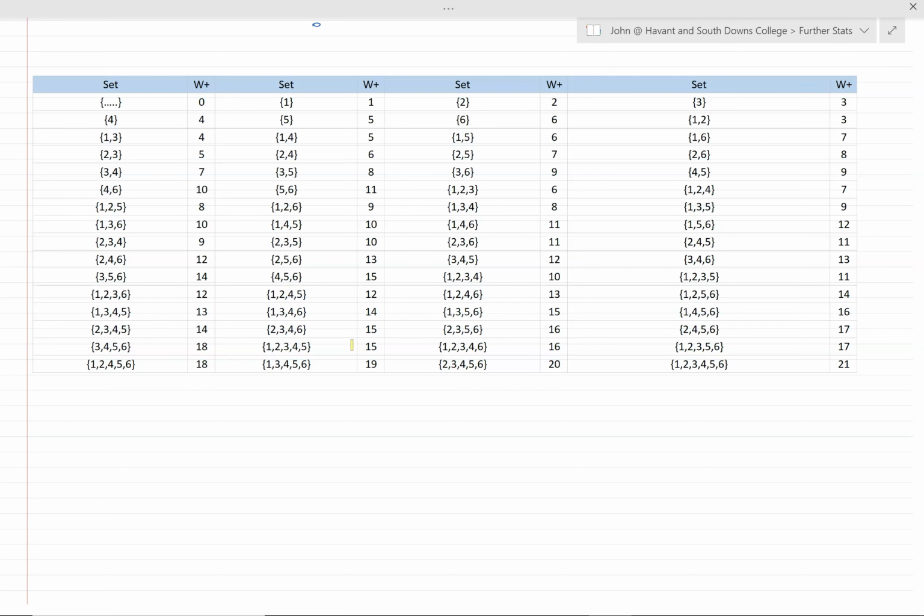Now you'll notice there's 64 of them. There are 64 possibilities as a whole. Now how can we get W plus equal to 0? Well, there's only one way of getting that, isn't there? There's only this one possibility. So that gives us a probability of 1 over 64.